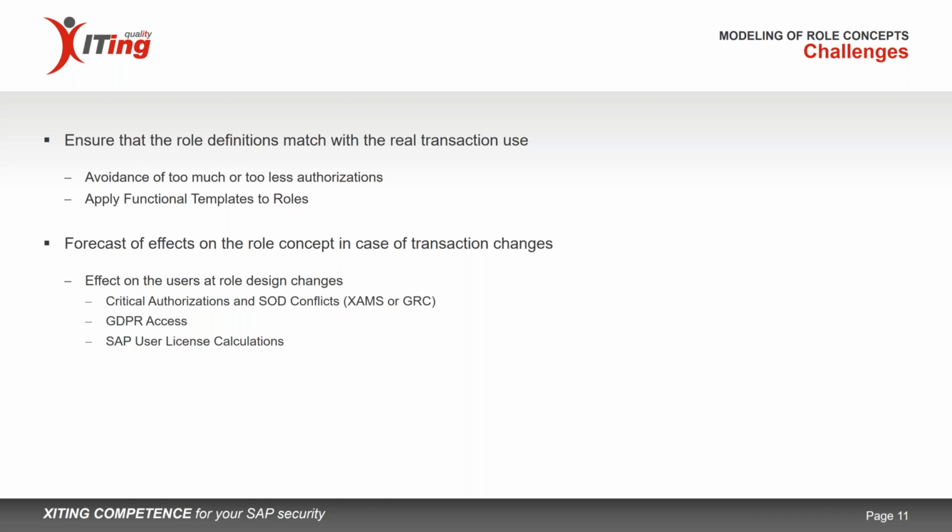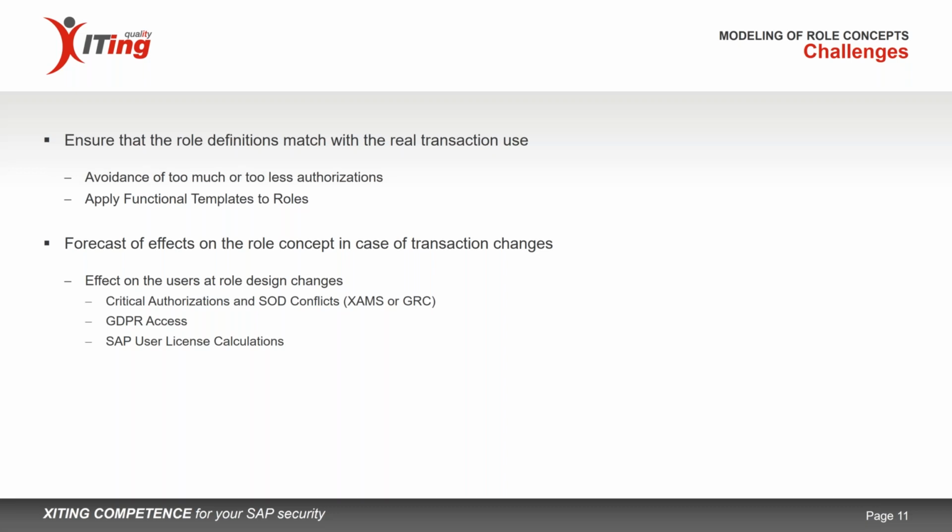Okay. We can forecast, and this is what I was just talking about, the effects of the role concept on your transaction changes. So on the fly, we can add and remove things in and out of these roles and then do critical authorization checks, GDPR access checks. What's the calculation going to be for your user license if I add this transaction or if I take it away? I can now calculate all of that on the fly before I commit to pushing something to the profile generator.